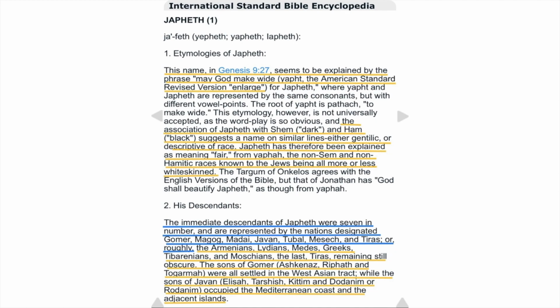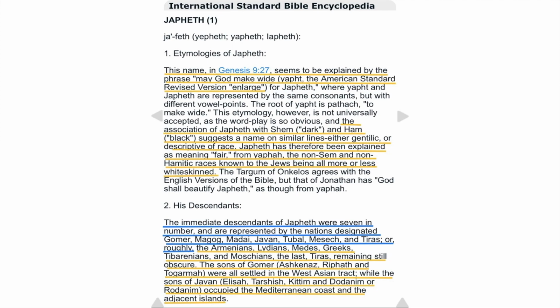Ham, black, suggests a name on similar lines, either genitalic or descriptive of race. Japheth has therefore been explained as meaning fair, light skin, from Japheth. The non-Semitic and non-Hamitic races known to the Jews being all more or less white skin. So Japheth, being associated with white skin and such, non-Semitic, non-Hamitic people.